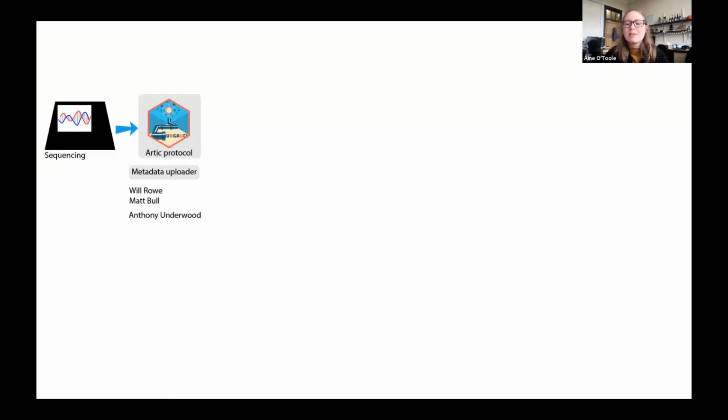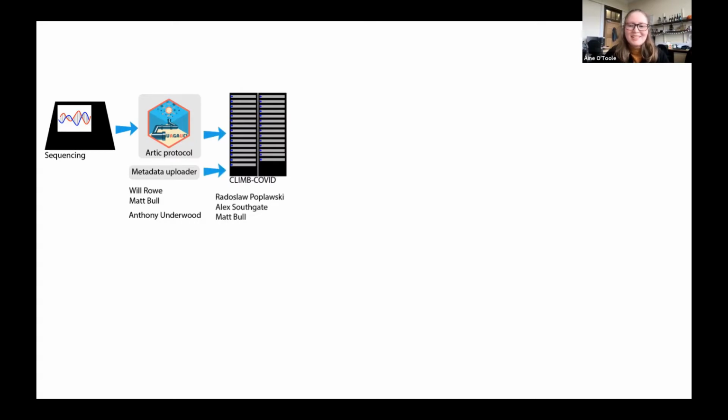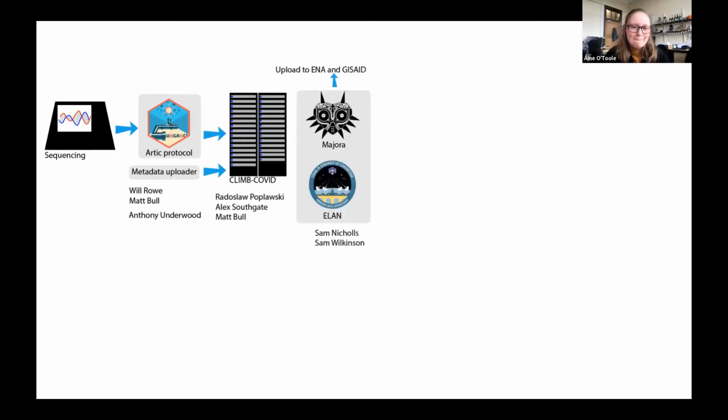Starting at the very beginning of the process, there's been work on the field bioinformatics software and the Arctic protocol for generating consensus sequences from nanopore sequence data, which has included Will Rowett and Nick Lohman's group. This has been built into a Nextflow pipeline by Matt Bull and others in Tom Connor's group over in Cardiff. There's the setup and management of the Climb IT infrastructure by Rad, Matt, and more recently Alex. And there's been the challenge for managing metadata uploads, which Anthony Underwood has masterminded.